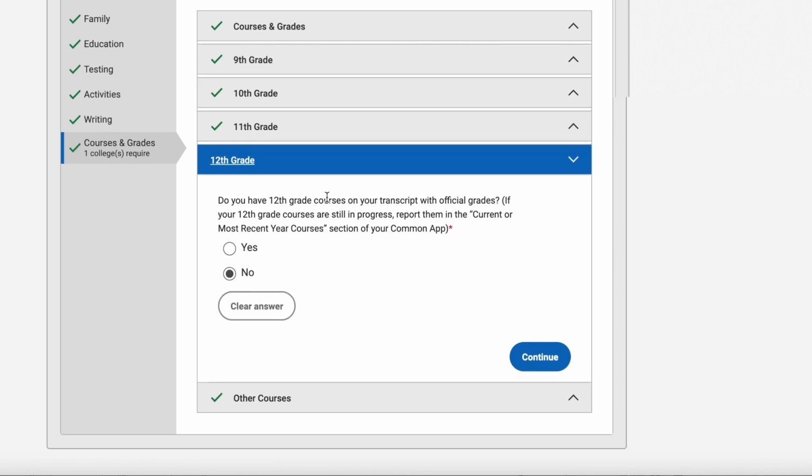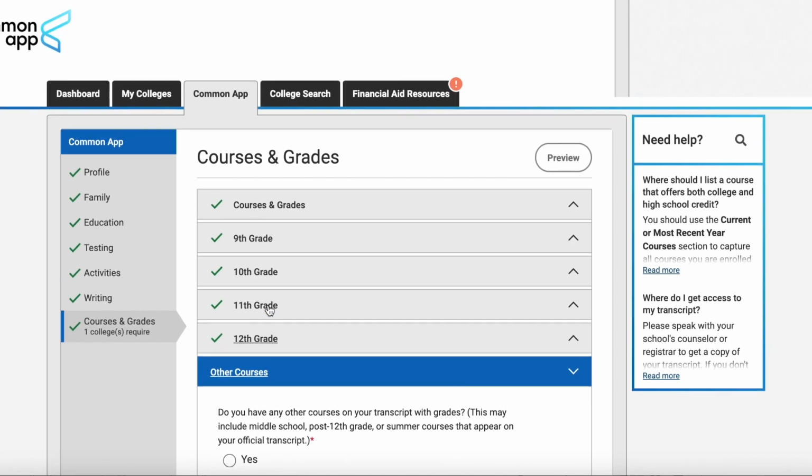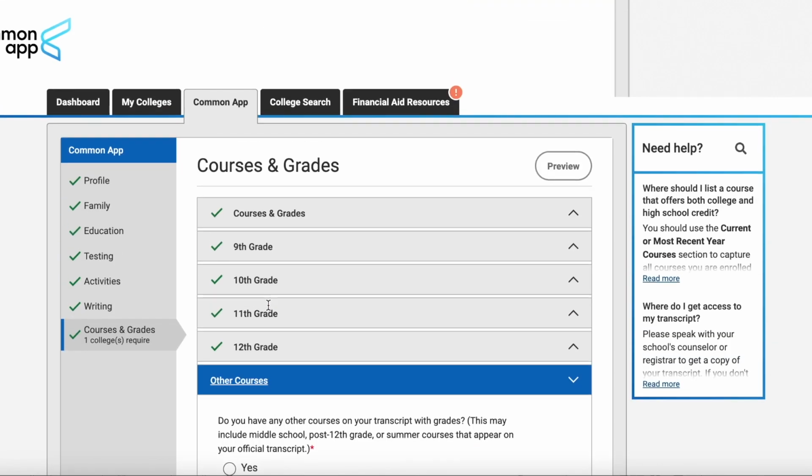Do you have 12th grade courses on your transcript with official grades? If your 12th grade courses are still in progress, report them in the current or most recent year's course section of Common App. Most of us are not done with 12th grade because we are applying in the fall of our senior year. So you're just going to say no for this and then continue. And then this is usually just no, right? So that is all for grades.